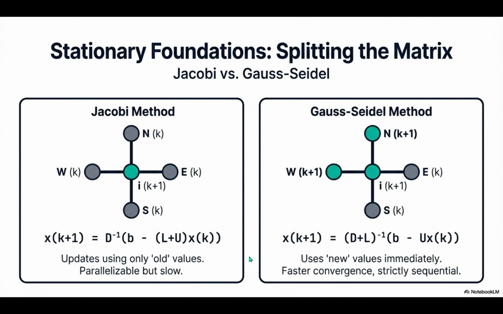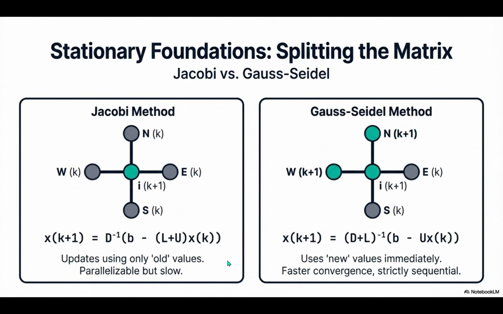But there's a but. But information travels so slowly. If variable A changes, variable B sees it in the next step. But variable C, which is connected to B, won't feel that influence for 2 steps. The news just propagates across the grid at a crawl. So it's slow to converge.